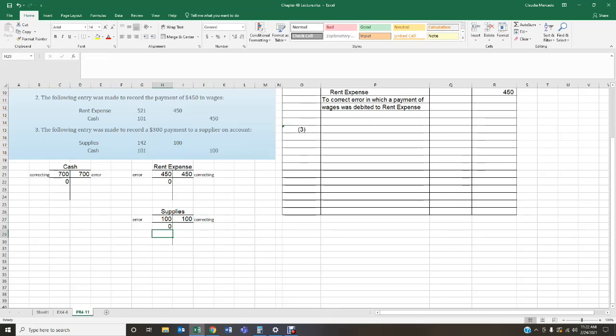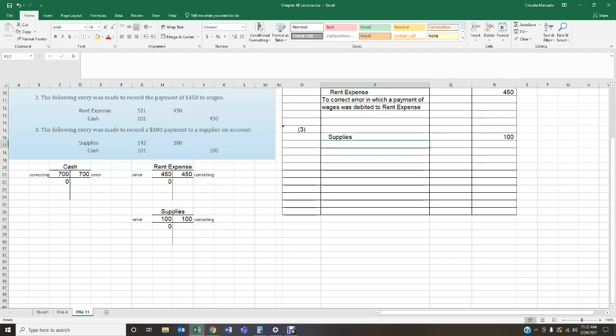So I have an error because we debited supplies $100 incorrectly. To fix that, I'm going to credit supplies. Okay, so that's one of the entries. Let's go ahead and record that. So supplies is going to be credited $100, which is the amount that it was posted for.